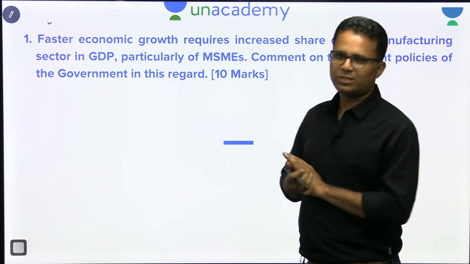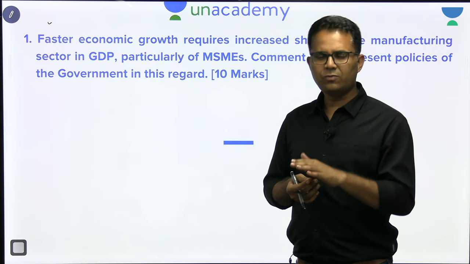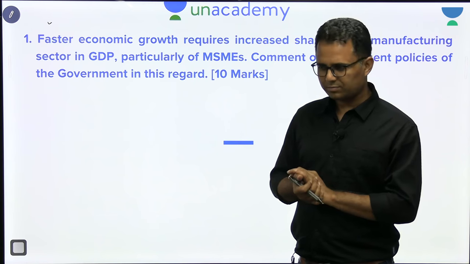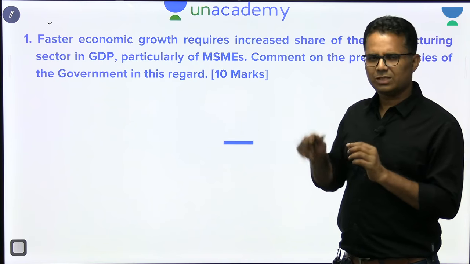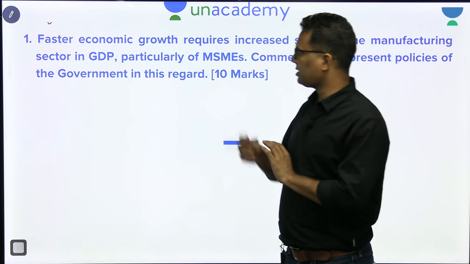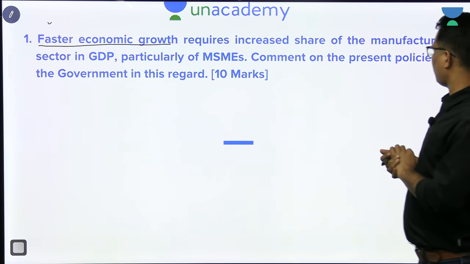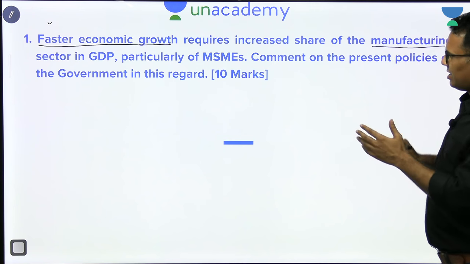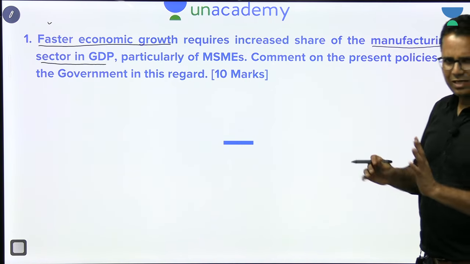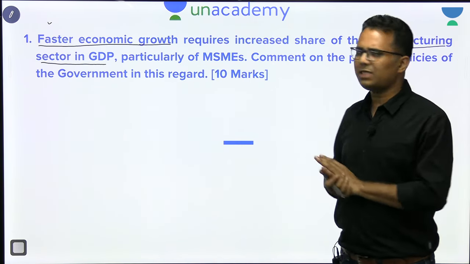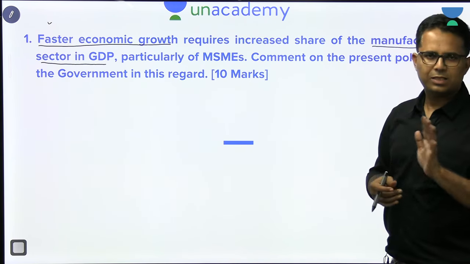A very good question, and in the last 10 years, this question has been asked 3-4 times just by changing the language. This time also just the language has changed. So the question is, faster economic growth requires increased share of the manufacturing sector in GDP, particularly MSMEs. We'll handle MSMEs, but the main question is, faster economic growth requires higher share of manufacturing in GDP.